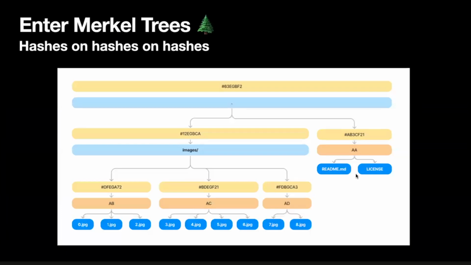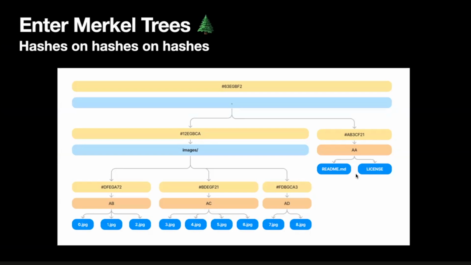So enter this data structure called a Merkle tree. Our files and folders are already in a tree structure, right? So that's nice for one. And then for two, we're hashing all of this content. Those two combinations, a tree structure and hashes, are what make up a Merkle tree.